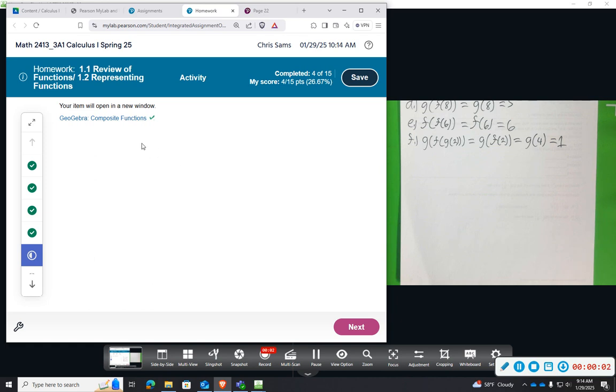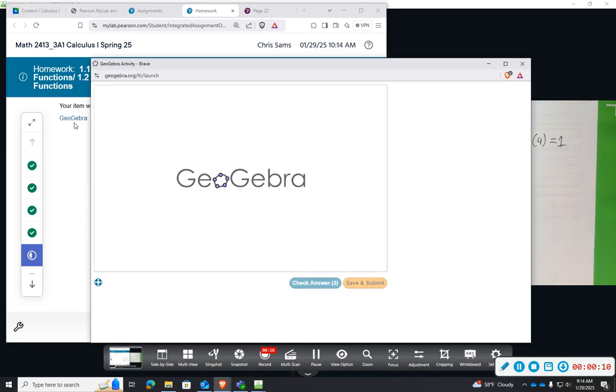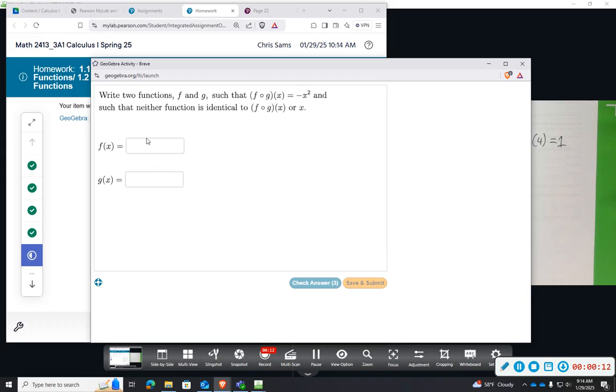All right, question number 5. We have a GeoGebra composite function. Usually these GeoGebra are graphics that allow you to input an open-ended response. So this one wants us to write two functions f and g so that f of g of x is equal to negative x squared.